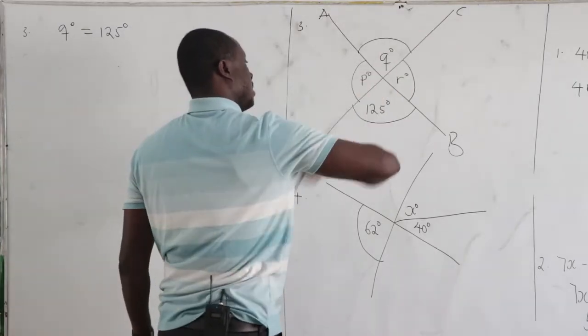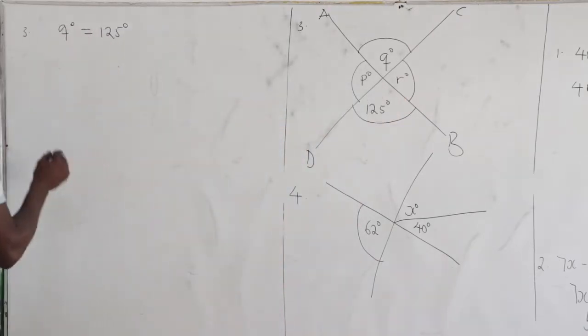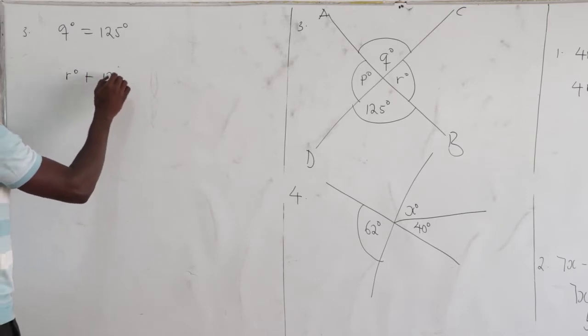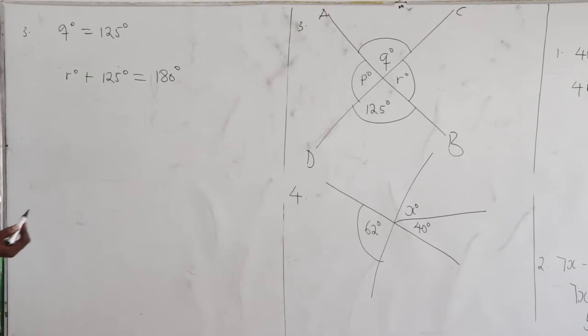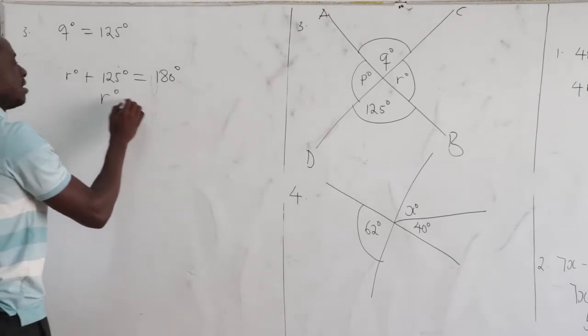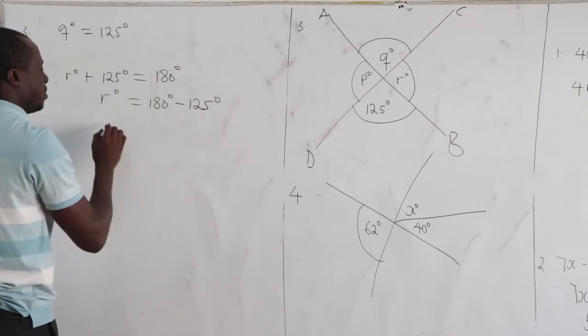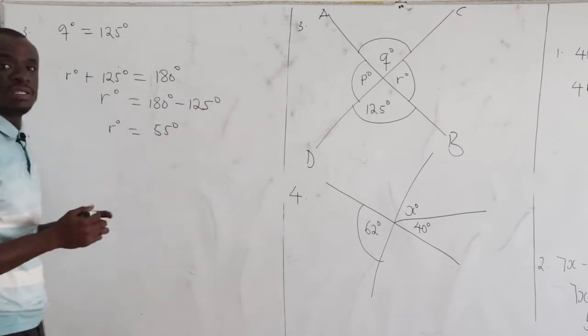Now on the line CD, 125 plus r degrees is equal to 180. Sum of angles on a straight line. So you have r degrees plus 125 degrees equal to 180 degrees. Sum of angles on a straight line. Clearly our r degrees equal to 180 degrees minus 125 degrees. So our r is just 55 degrees. 180 minus 125 degrees.